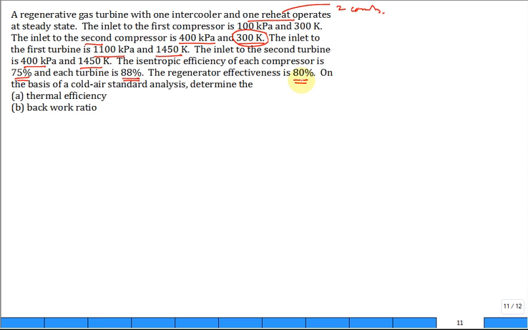This will take you a while to solve. Get your illustration. I already drew it, okay? Should I redraw it real fast?